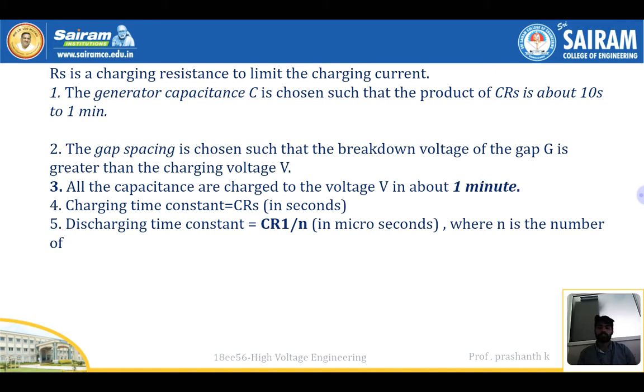The generator capacitance is chosen such that the product of C and RS is about 10 seconds to 1 minute. The gap spacing is chosen such that the breakdown voltage of the gap G is greater than that of the charging voltage V.